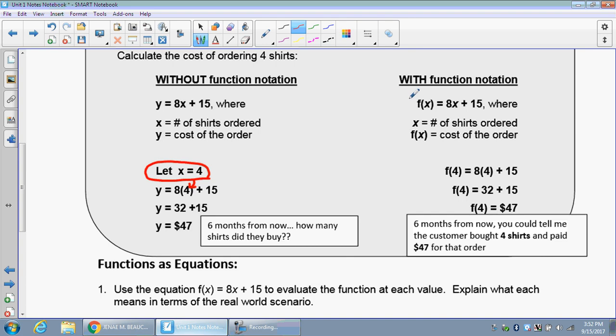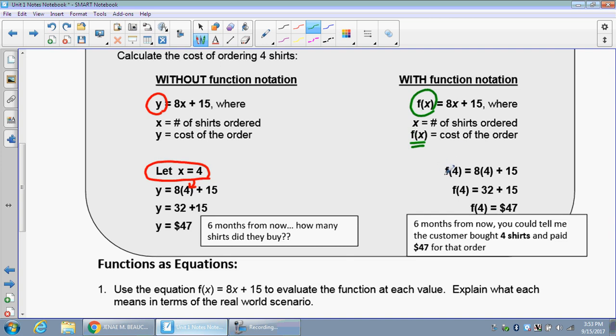And let's compare when we use function notation. So now it says with function notation. So notice, instead of writing y, we are writing f of x. These mean the same. F of x means y. So we have f of x equals 8x plus 15, where x equals the shirts. And now notice, instead of y, we're saying f of x equals cost of the order. But in your mind, I want you to still imagine that that says y. But instead of saying y, we're saying f of x.